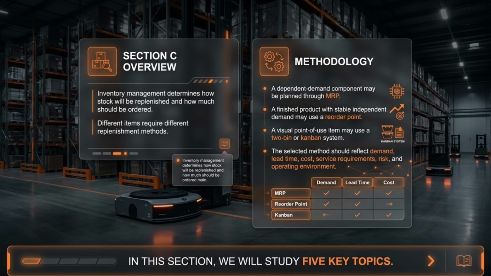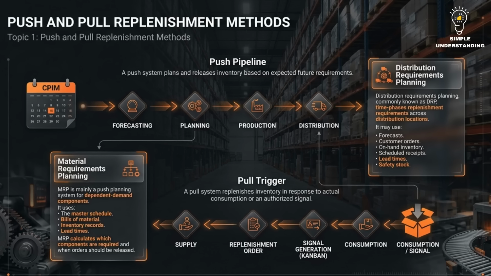In this section, we will study 5 key topics. Topic 1. Push and pull replenishment methods. A push system plans and releases inventory based on expected future requirements. A pull system replenishes inventory in response to actual consumption or an authorized signal. Material requirements planning. MRP is mainly a push planning system for dependent demand components.